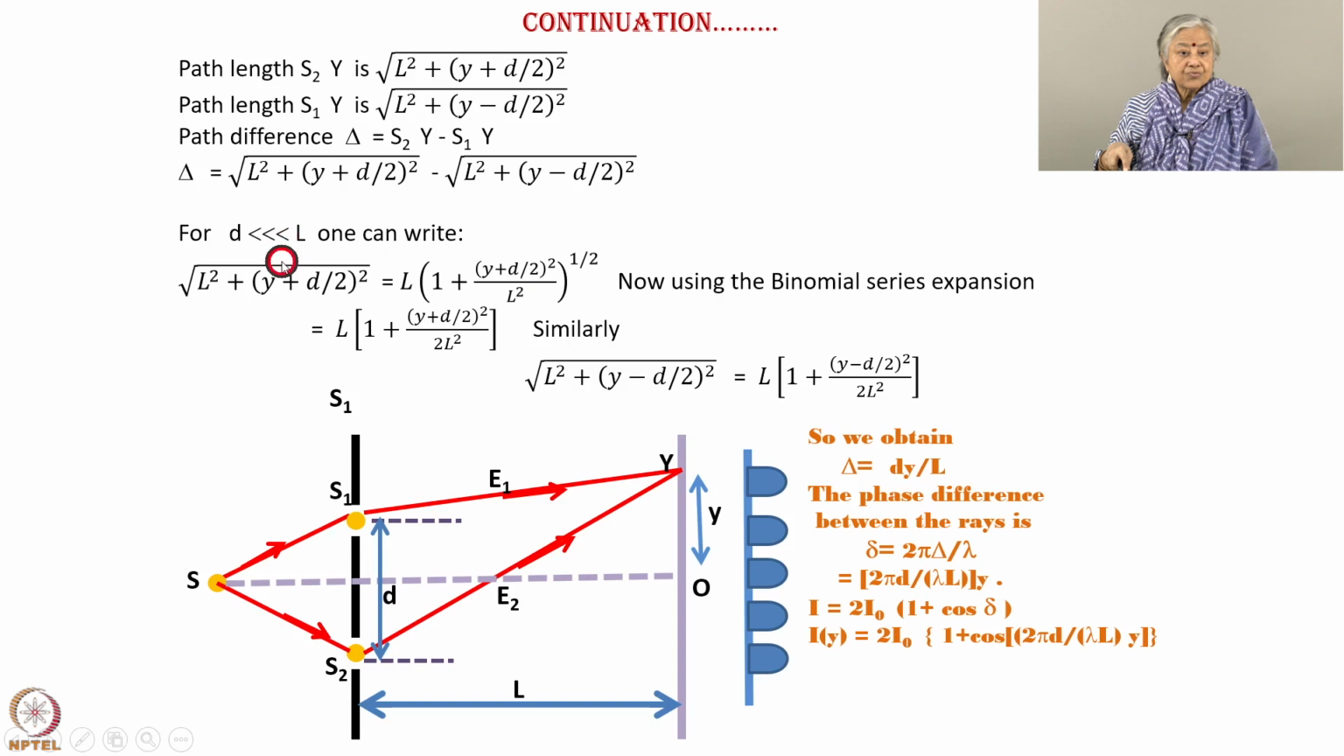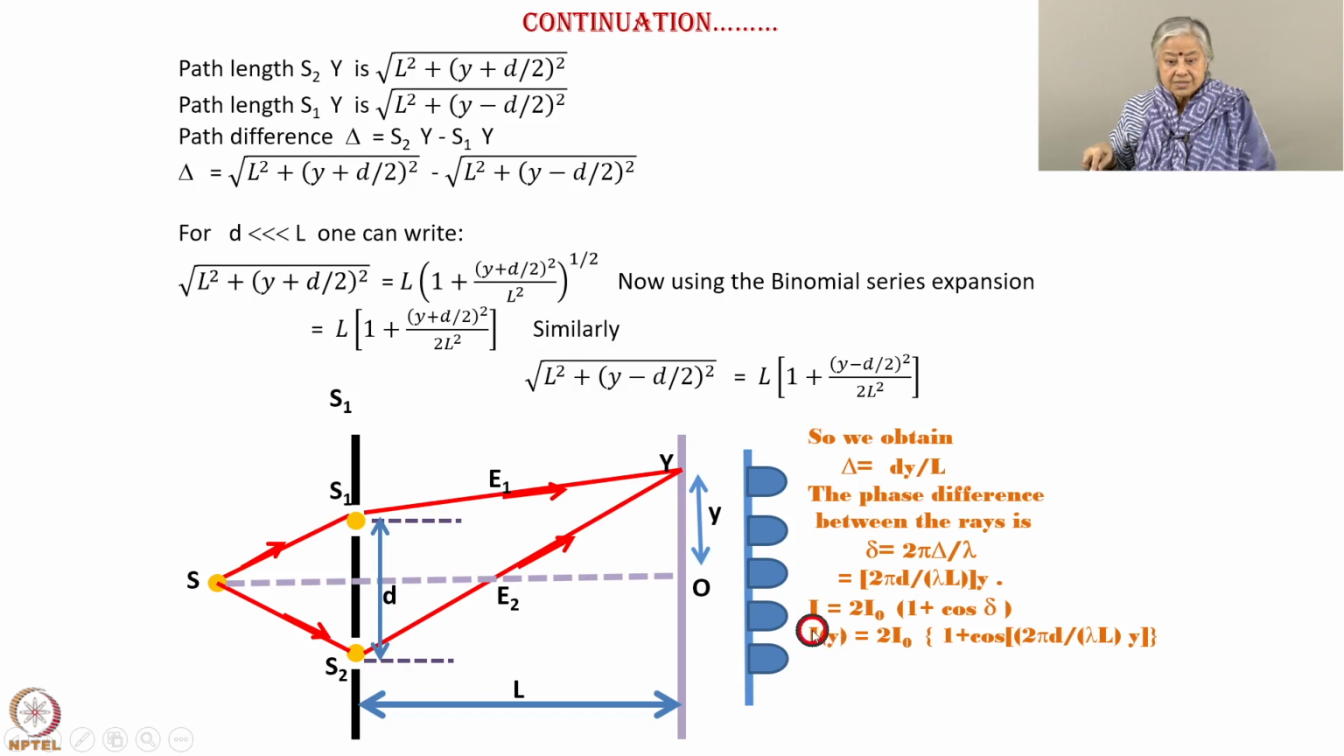The phase difference obviously is k into delta. The phase difference between the rays is equal to 2 pi delta upon lambda, that is k into the capital delta, and k is 2 pi by lambda. So, small delta is the phase difference and capital delta is the path difference. So, this is equal to 2 pi d upon lambda L into y.